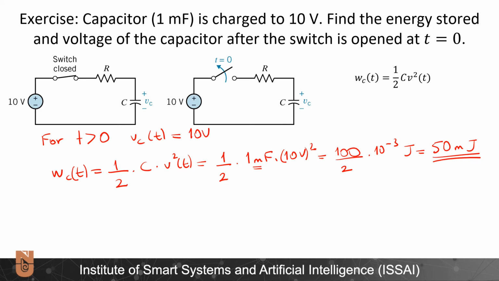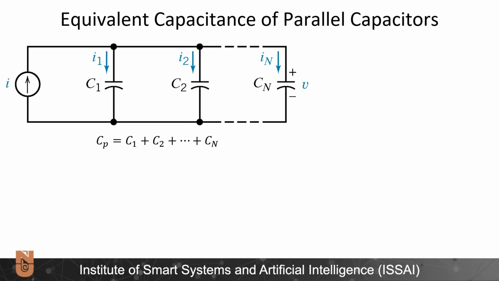the circuits. In this circuit, I have a number of parallel capacitances. And when I have a number of parallel capacitances, the equivalent capacitance of those is simply the sum of those capacitance values. In other words, this whole circuit is equivalent to a single current source and a single equivalent capacitance with the value Cp.